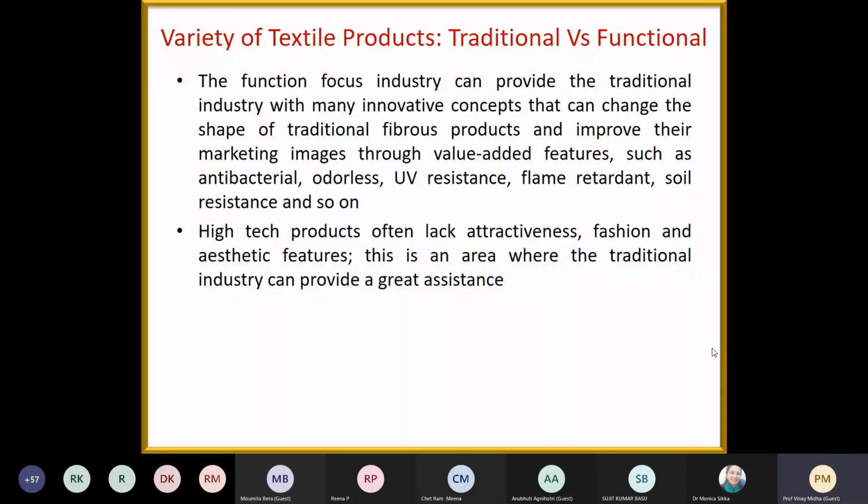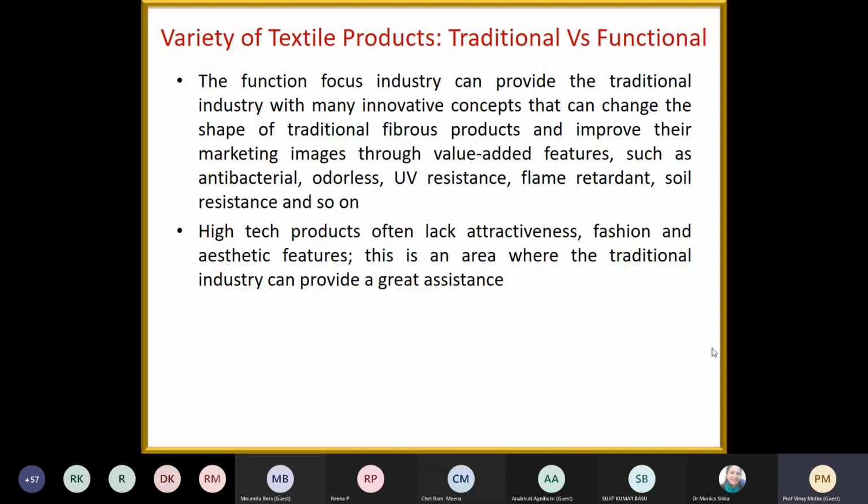On the other hand, if we talk about the technical products, which are more concerned about the functional characteristics which are added, we are not actually focusing on the aesthetics and fashion. So these technical or functional textile materials basically lack attractiveness, fashion, and aesthetic features. And this is where the traditional textile industry can provide great assistance to these functional textiles, so that fashion and aesthetics can also be added, and these products can be made attractive for the market. So the traditional and the technical or functional textile will both coexist in the industry, and in certain areas they have been combined, or they have to work together for the development of new designs and products for the textile industry.